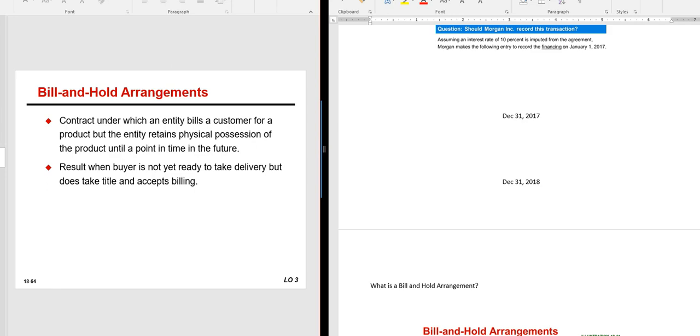Bill and hold. A bill and hold transaction is a contract in which the entity bills a customer for the product, but the entity retains physical possession of the product until a point in time in the future.